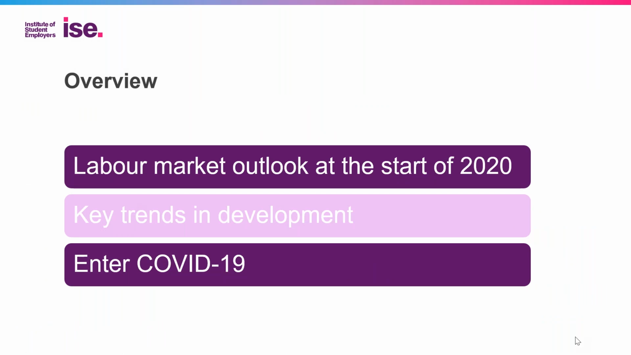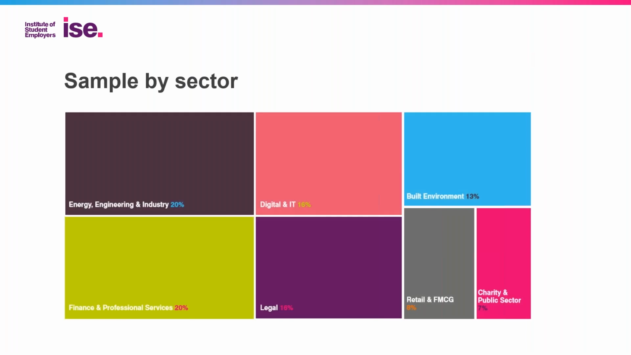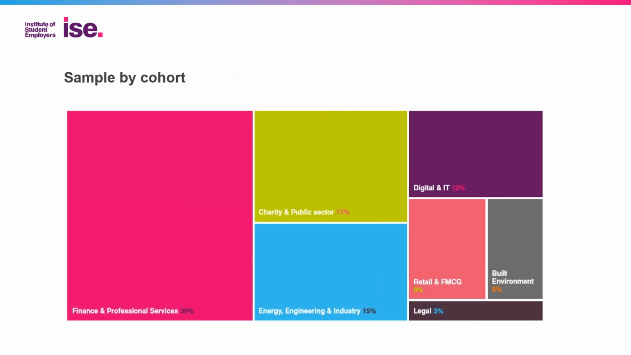But let's move to the second survey that we've done this year, which is the development survey. So in this survey, we look at learning and development issues. And the sample that we had, about 8% of our respondents were from the retail and fast-moving consumer goods sector, and that also matched with the number of early career staff that this covered. So around about 8% of the total cohort of students that we were discussing were from the retail and fast-moving consumer goods sector.